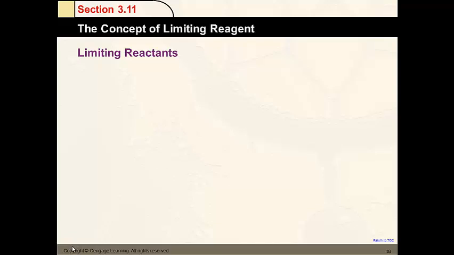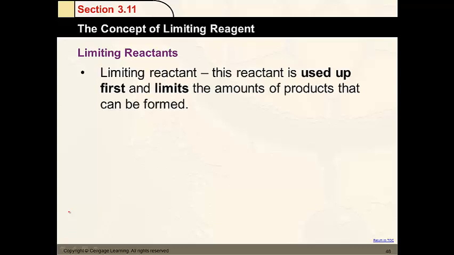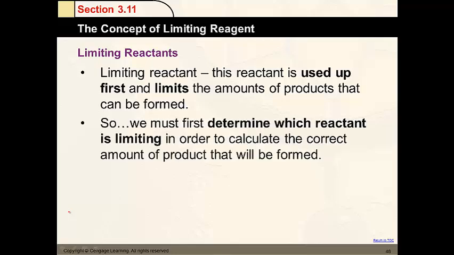This video is going to discuss the concept of limiting reactants, and these calculations can be more difficult than others. It's wise just to keep your head on straight and think clearly. I'm going to show you a technique for determining limiting reactant. First of all, a limiting reactant is the one that is used up first, and when it's all used up, it prevents more product from being produced. So we have to first determine which reactant is limiting.